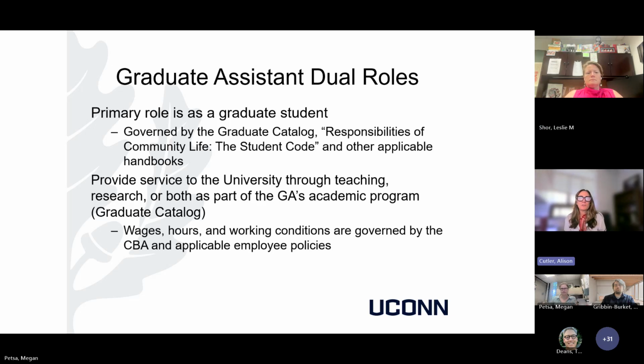As everybody knows, graduate assistants have a dual role at the university. They can only be a graduate assistant if they are a graduate student. So they have benefits and resources as employees, and as students, they have certain policies that they are required to follow as employees and as students. As everybody knows, they provide services to the university as teaching assistants, research assistants, or as both. We can go to the next slide.